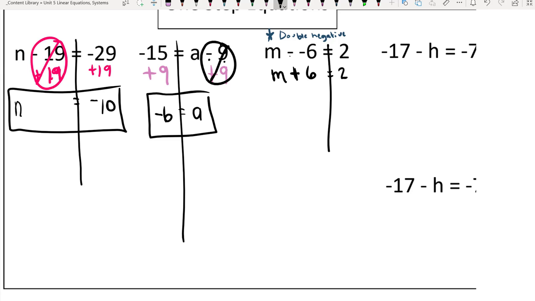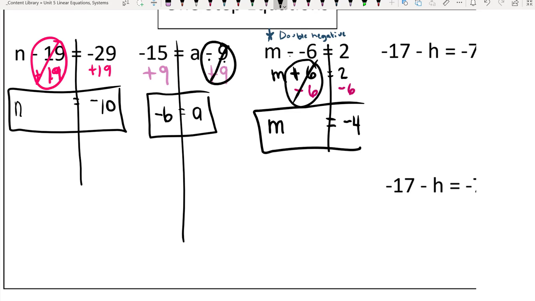And believe it or not, to get rid of that, we're going to subtract 6 here from both sides. So m plus 6 minus 6, that leaves me with m, remains on this side, and 2 minus 6 is negative 4.